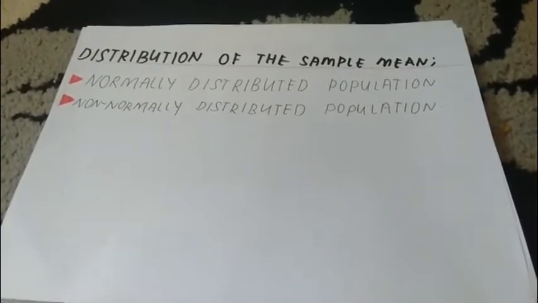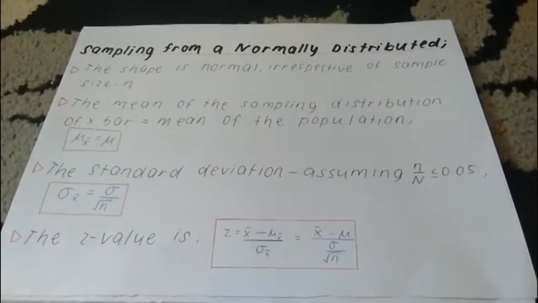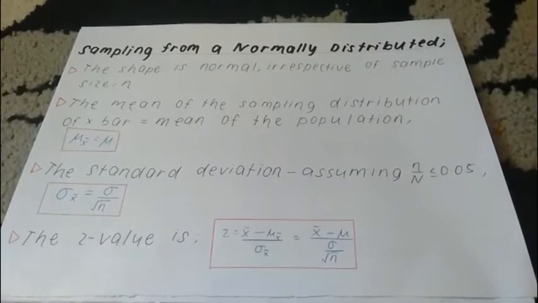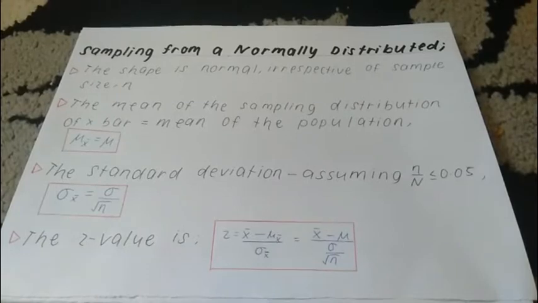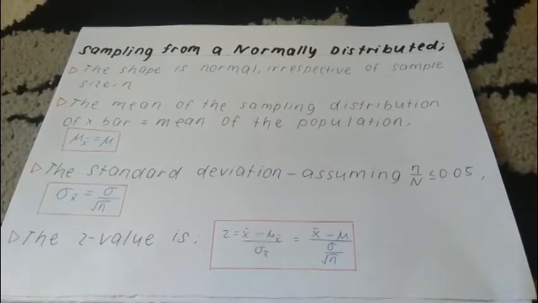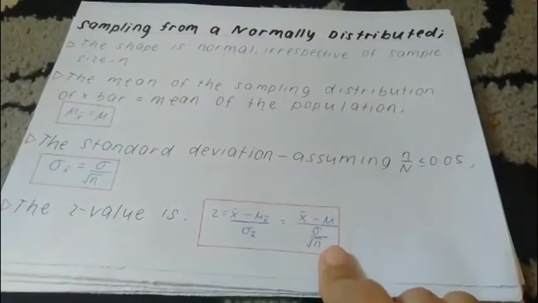For the first type, distribution of the sample mean is divided into two: normally distributed and non-normally distributed populations. For sampling from a normally distributed population, the shape is normal irrespective of sample size, and the mean of the sampling distribution of x bar equals the mean of the population. This is the formula of the standard deviation, and this is the formula of the z value.